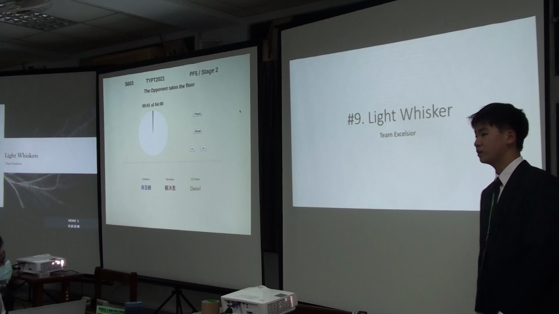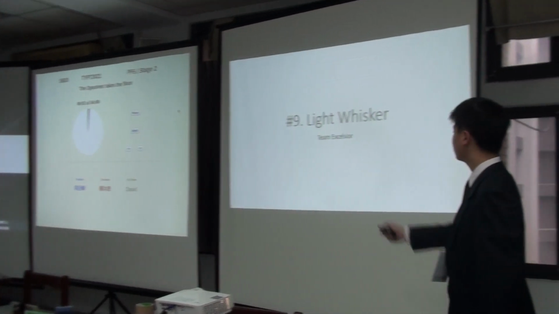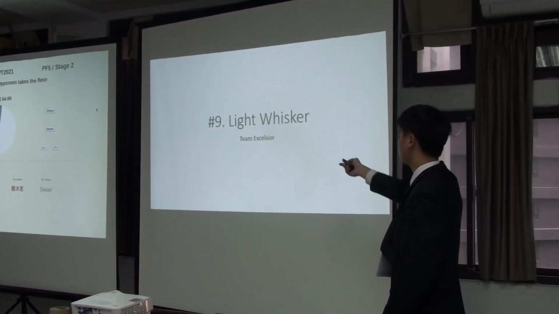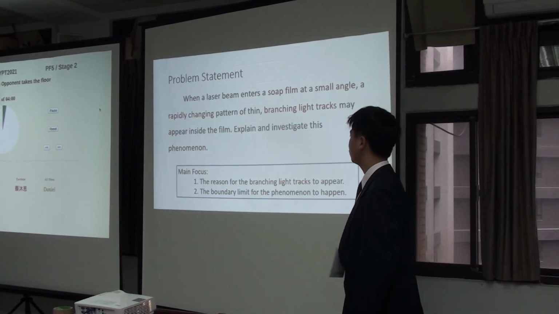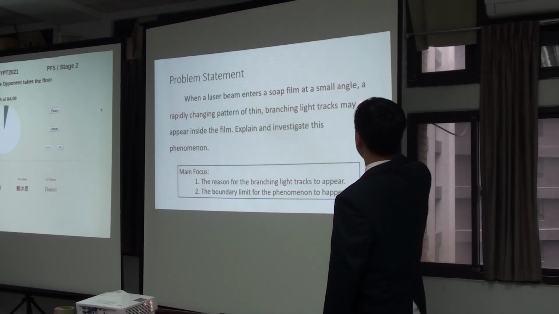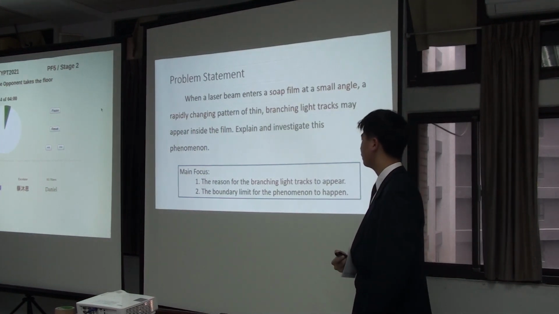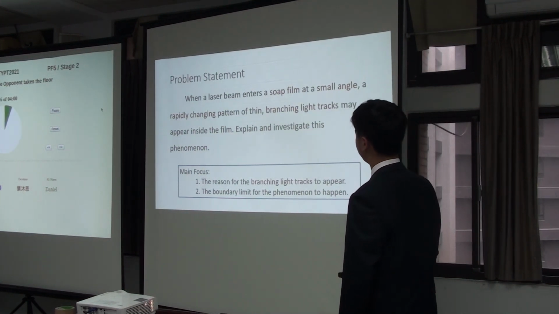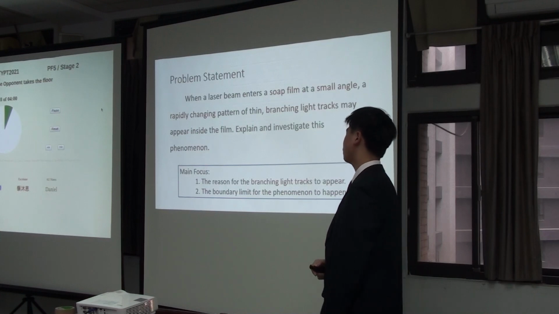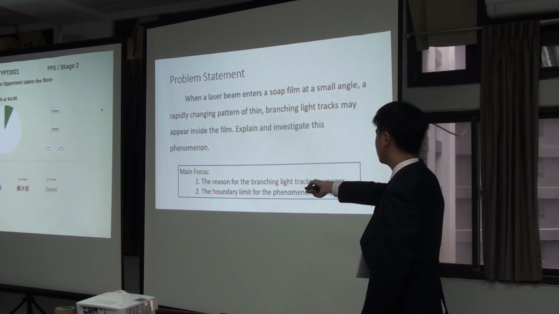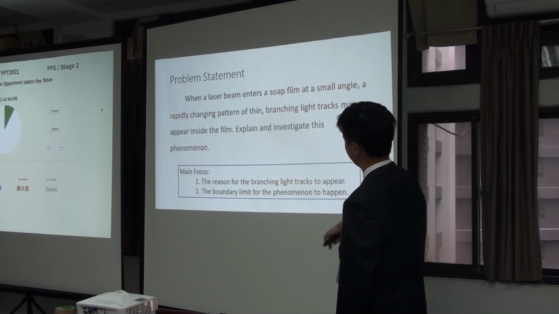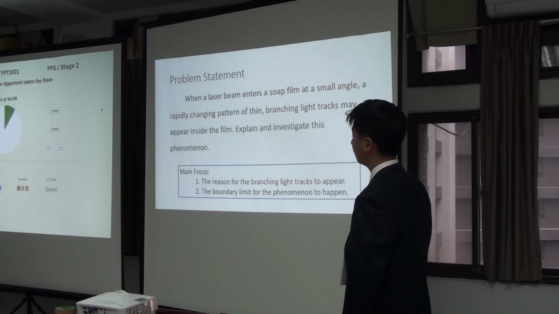Honorable judges and fellow competitors, it's Team Excelsior, and today I'm going to oppose problem statement number 9, light whisker. The problem statement is that when a laser beam enters a soap film at a small angle, a rapidly changing pattern of branching light tracks may appear inside the film. Investigate this phenomenon. The main focus that the opponent believes we have to investigate is the reason for the branching light tracks to appear and the boundary limit for the phenomenon to happen.